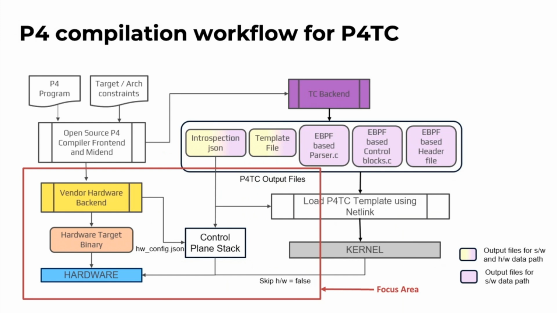So the software information will have that introspection file, which is similar to P4 info, and that can be loaded through netlink to run on the kernel. So with the same P4, you have the flexibility of using some of these skip software and skip hardware type of flags that Neha mentioned. You have the ability of either running it in software or running it hardware assisted.